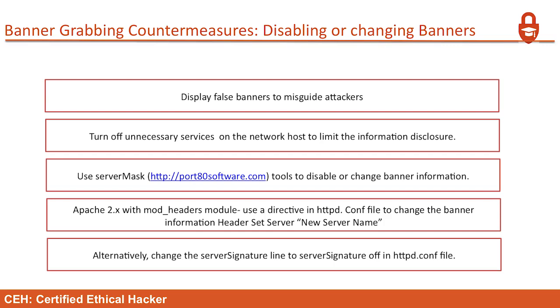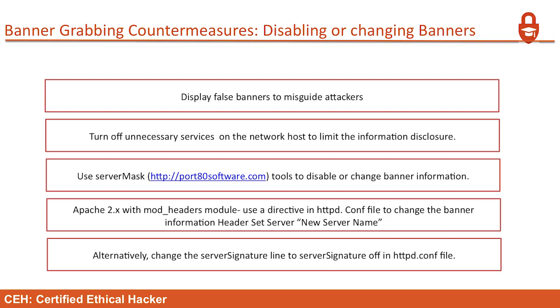You want to turn off unnecessary services on the network host to limit information disclosure. You might reveal that you have a web server running, but you don't want to reveal that you have anything else running. So you want to use server masking to disable or change banner information. You can alter what banners are displayed via the configuration files. So instead of displaying the default banner, you can say, I want you to display this. Apache 2 with the mod_headers module uses a directive in the httpd.conf file to change the banner information: Header set Server new-server-name. So you can override the default settings like that, for example, in Apache.